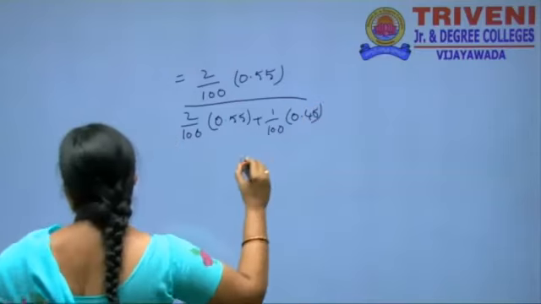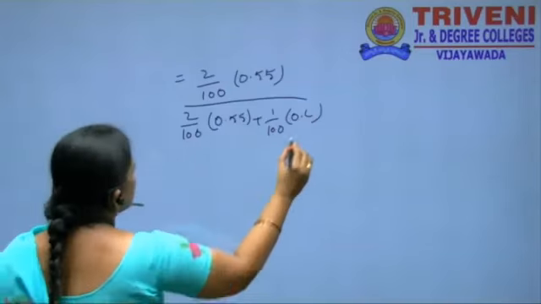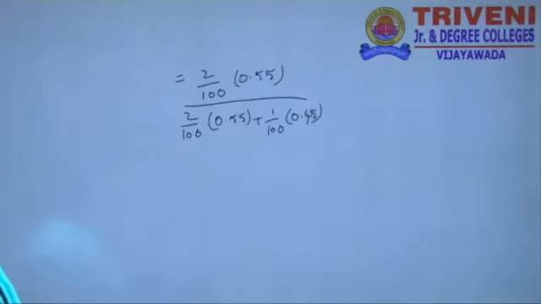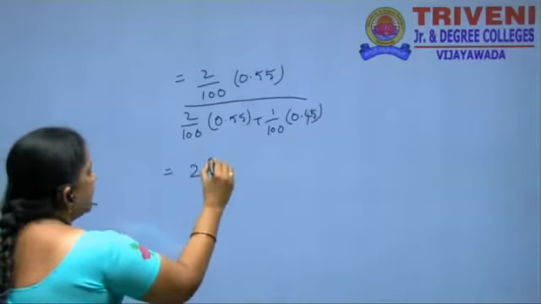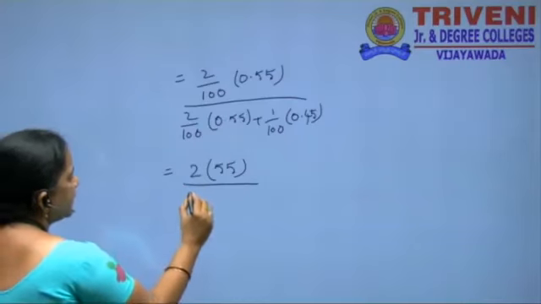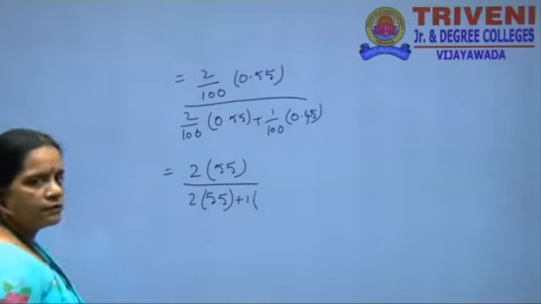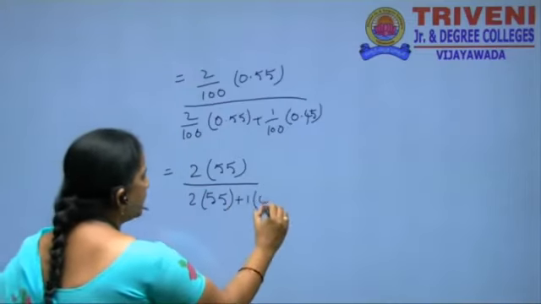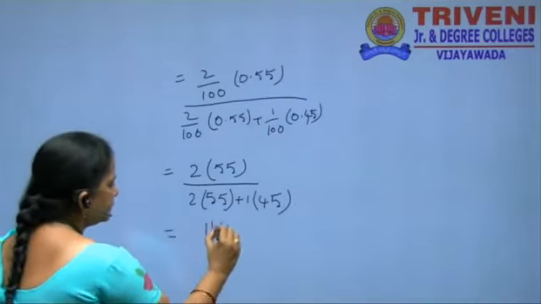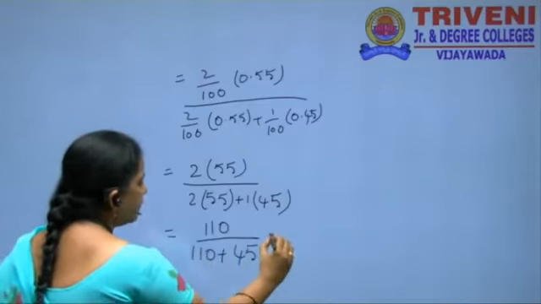0.55 by 100 is 55, so that is 2 into 55, and 0.45 by 100 is 45. So the denominator is 2 into 55 plus 1 into 45. Here 2 into 55 is 110, plus 45.